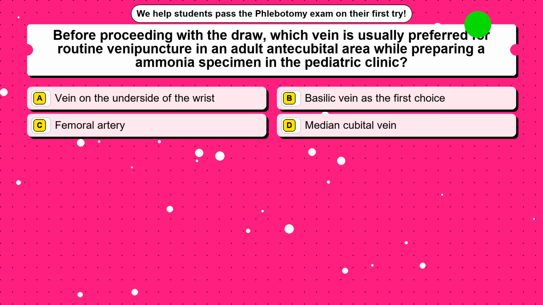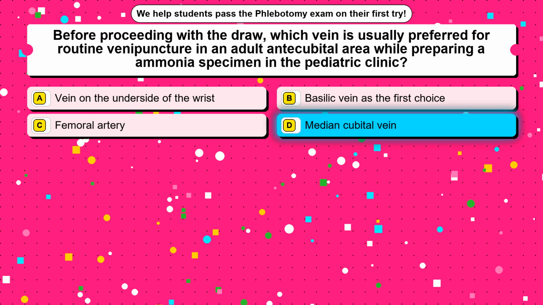Question 4. Before proceeding with the draw, which vein is usually preferred for routine venipuncture in an adult antecubital area while preparing an ammonia specimen in the pediatric clinic? Option A. Vein on the underside of the wrist. Option B. Basilic vein as the first choice. Option C. Femoral artery. Option D. Median cubital vein. The correct answer is option D.